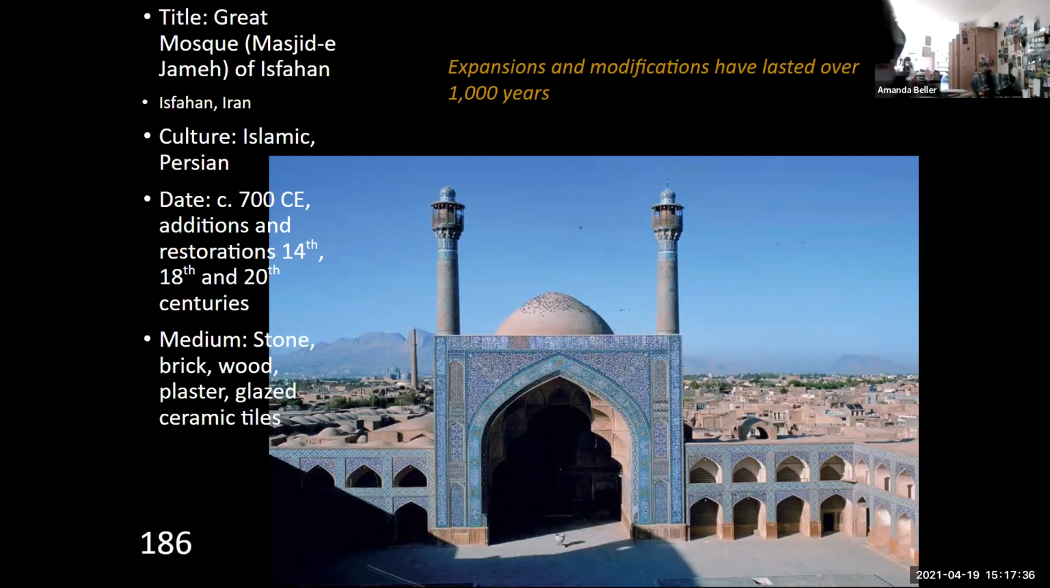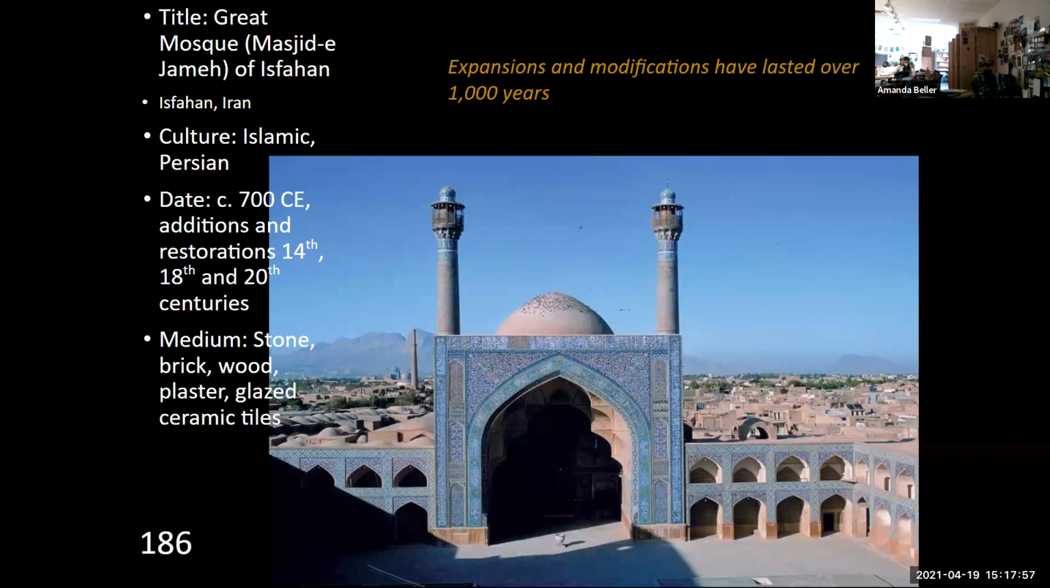All right, this structure right here, the part we're looking at right here is called an iwan. I would put this under content. And so this building, this type, has four iwans. An iwan is just like a foyer, like an entrance. It's this big blue shaped thing with the two minarets coming out of the top and the dome.